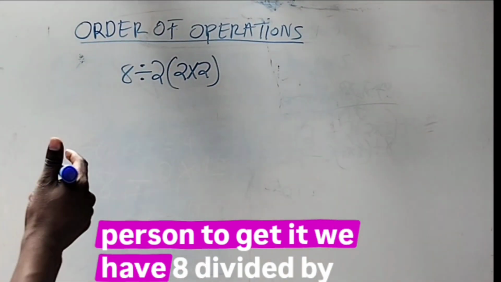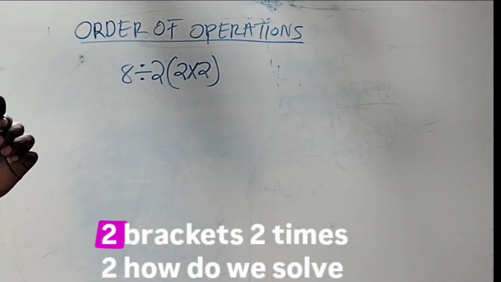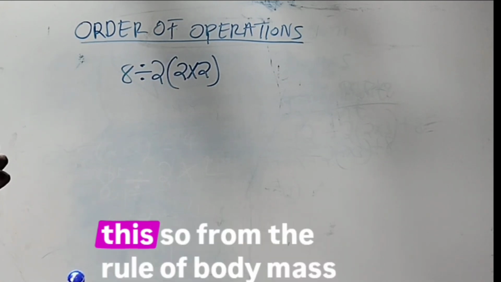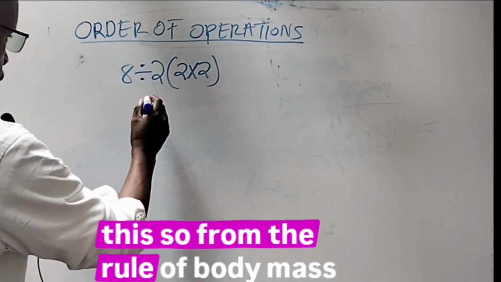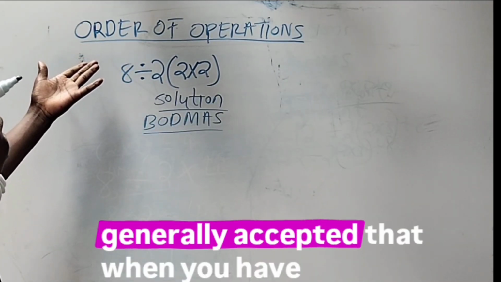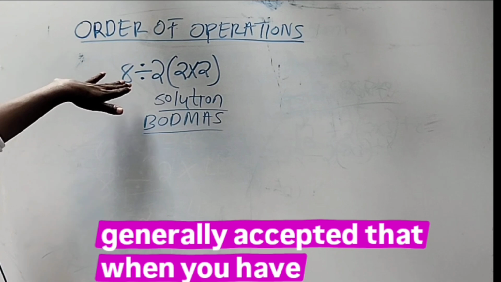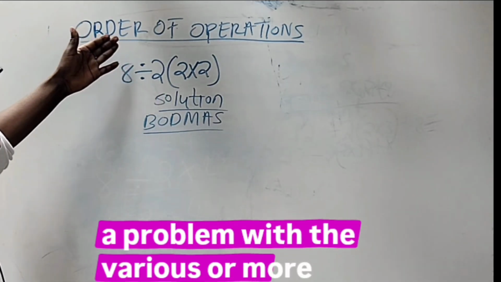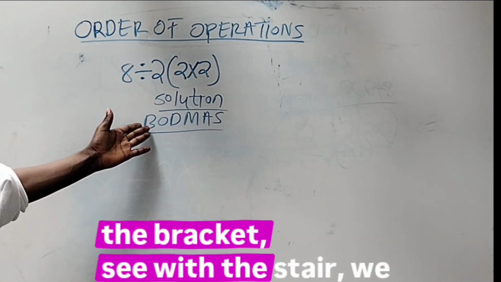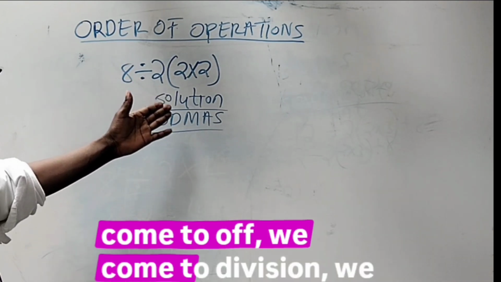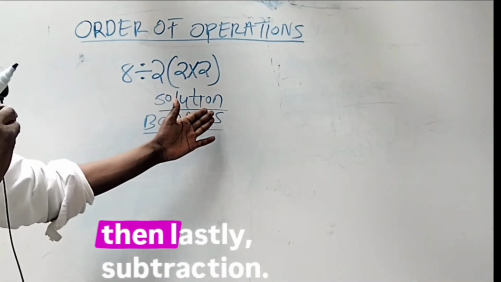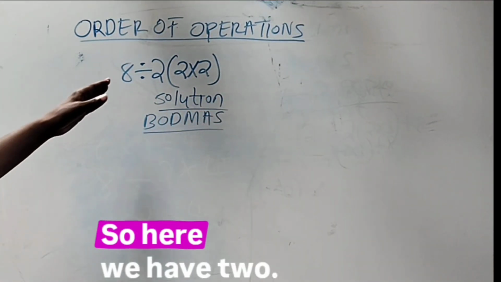We have 8 divided by 2 bracket 2 plus 2. How do we solve this? From the rule of BODMAS, it is generally accepted that when you have a problem with two or more operations, we start with the brackets. If it is there, we come to of, we come to division, multiplication, addition, then lastly subtraction.